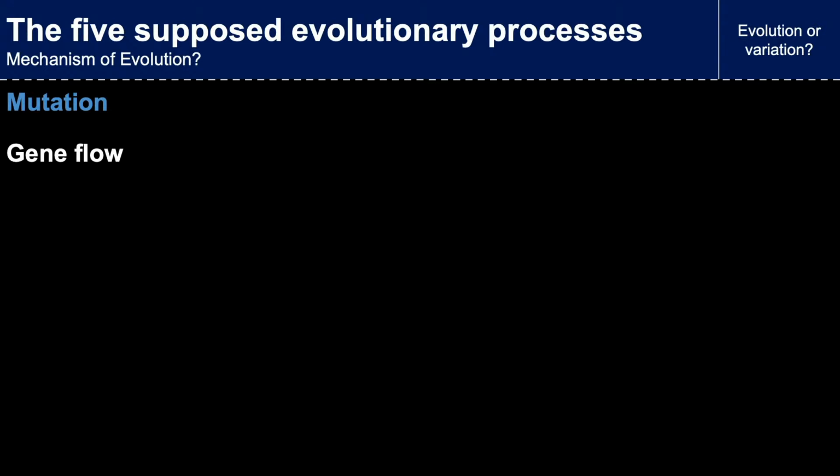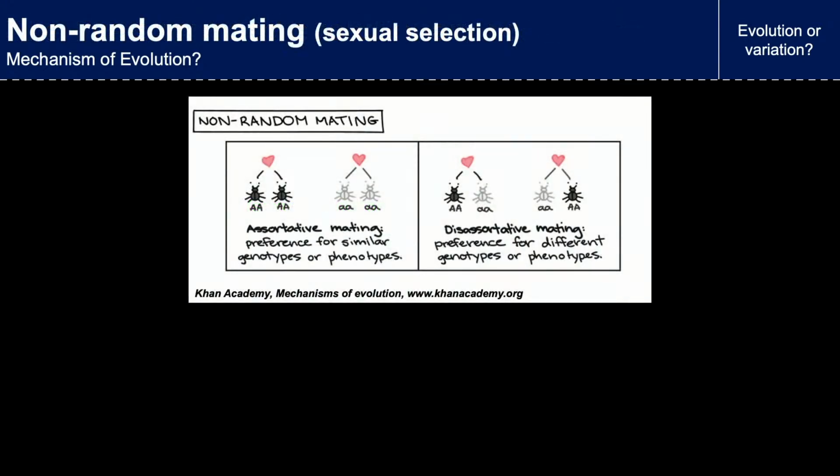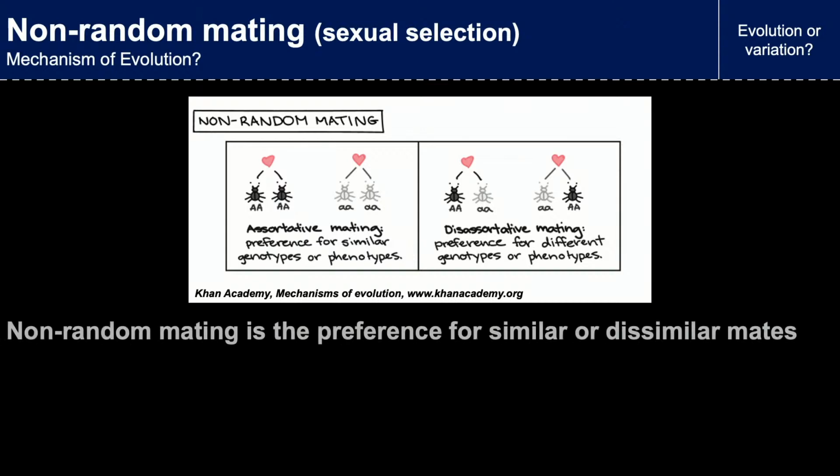So what about non-random mating or sexual selection as a process? That's the idea that you've got a preference for either similar or dissimilar mates. And again, in the graphic up here, you've got a couple of black beetles that like each other and white ones, or you've got the opposite, right?